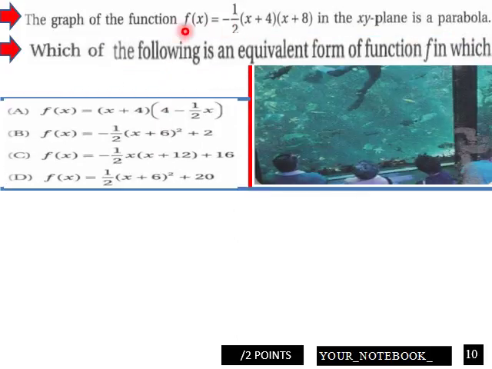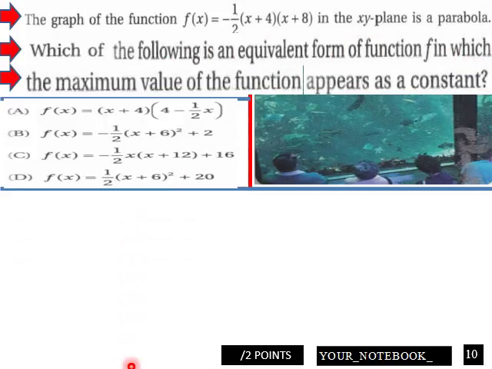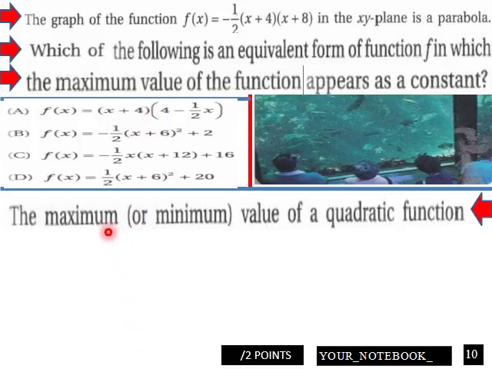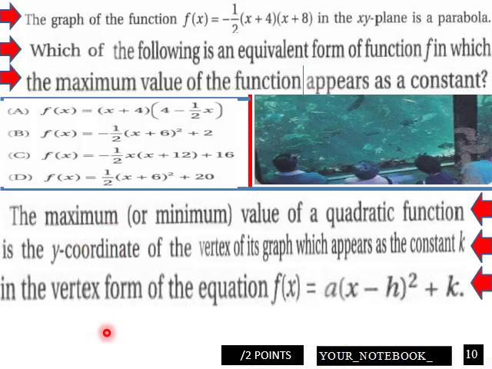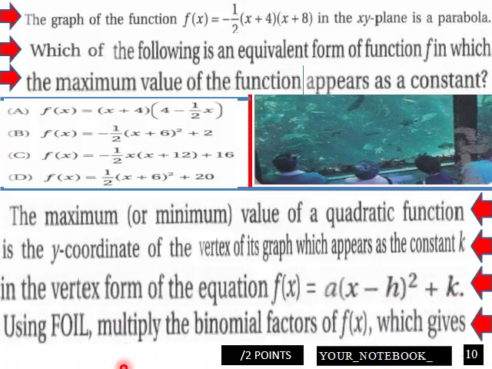So the graph of this function here, negative 1/2 times x plus 4 times x plus 8, in the xy-plane is a parabola. Which of the following is an equivalent form of function f in which the max value of the function appears as a constant? The max or min value of a quadratic function is the y-coordinate of the vertex of its graph in the vertex form. So this would either be your max or your min here, your h and your k, negative h and then k. So using FOIL, multiply the binomials.